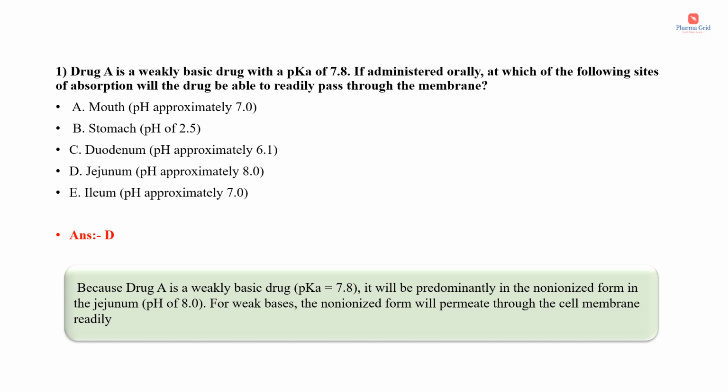So here the two golden rules to be kept in mind: rule number 1 is only the unionized drug will be absorbed, whereas the ionized drug will be excreted. And rule number 2 is absorption requires same medium. Same medium in the sense that acidic drugs will be absorbed in the acidic medium, whereas basic drugs will be absorbed in the basic medium. And for excretion, opposite medium is required.